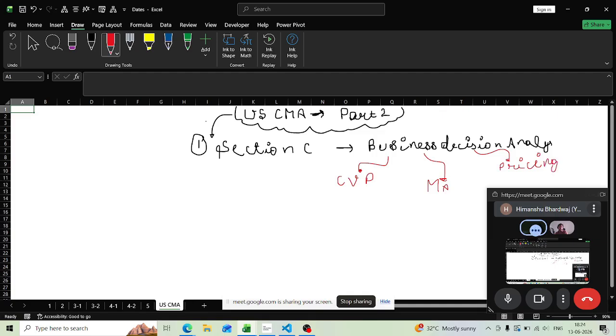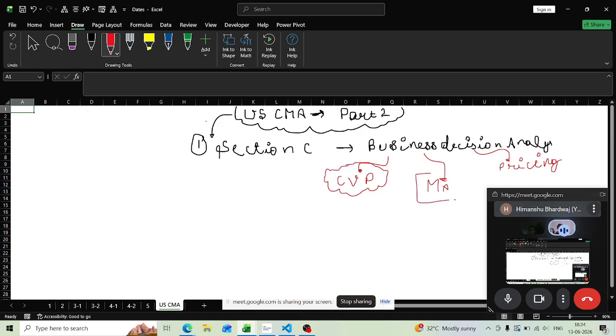So in this section we have three components. CVP analysis, in which you'll have to do some calculation, like how many units we have to sell, on how many units my profit will become break even, what is my fixed cost, what is my operating income. All those calculations you will get in CVP. Most interesting component of the decision analysis section.